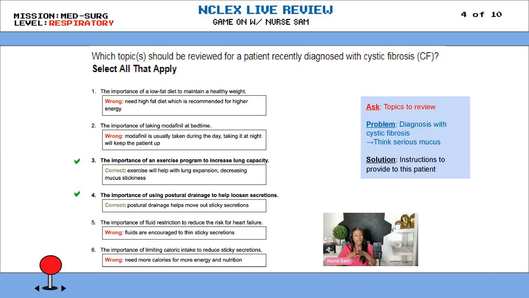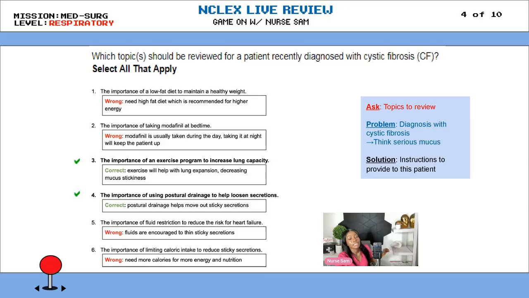And then 5, the importance of fluid restriction to reduce the risk of heart failure. Remember, fluids actually loosen mucus. So fluids are actually encouraged, especially when there's a lot of thick mucus secretions like you would find in a CF patient. So fluids would not be restricted. It would be encouraged. And reduce the risk of heart failure? Nowhere in the question did they say anything about heart failure, right? If it doesn't say it, don't apply it.